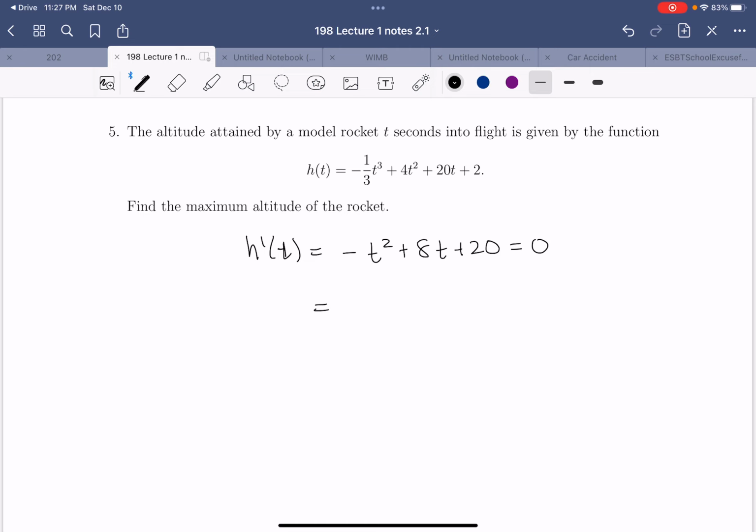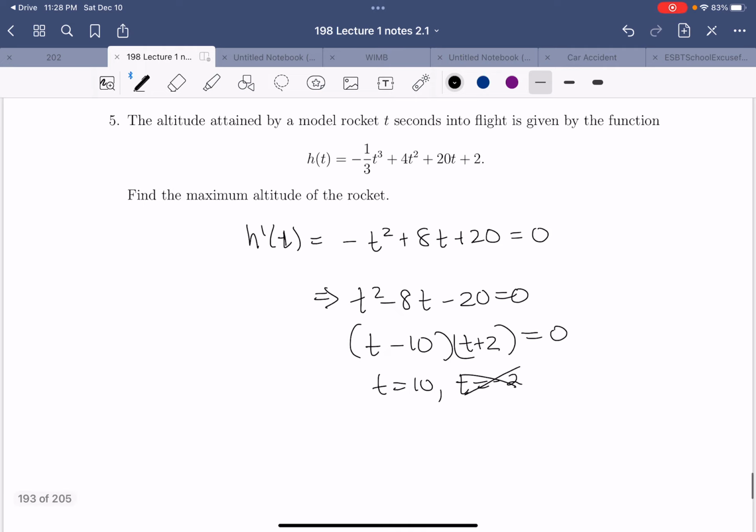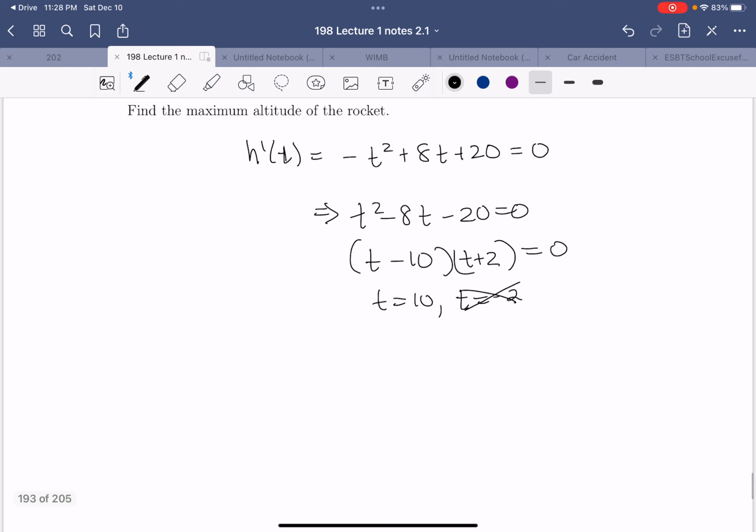0. So that's t squared minus 8t minus 20 equals 0. And let's see if we can factor that. Negative 10, positive 2. So t minus 10, t plus 2. And that's going to give me t equals 10 and t equals negative 2. And I'm going to throw out the negative 2 because we're not talking about negative time here. And so that means the maximum altitude should happen at t equals 10.